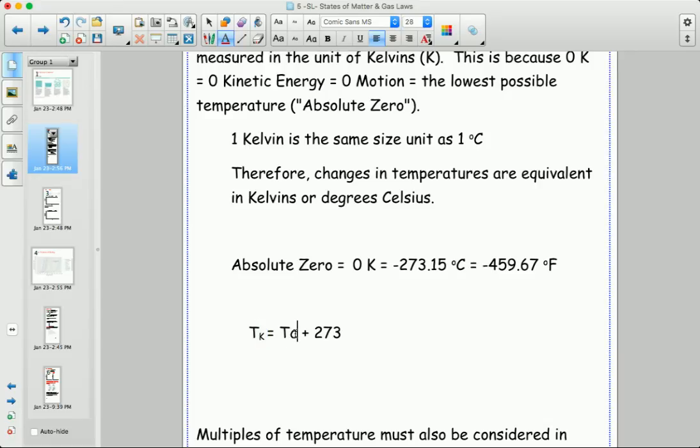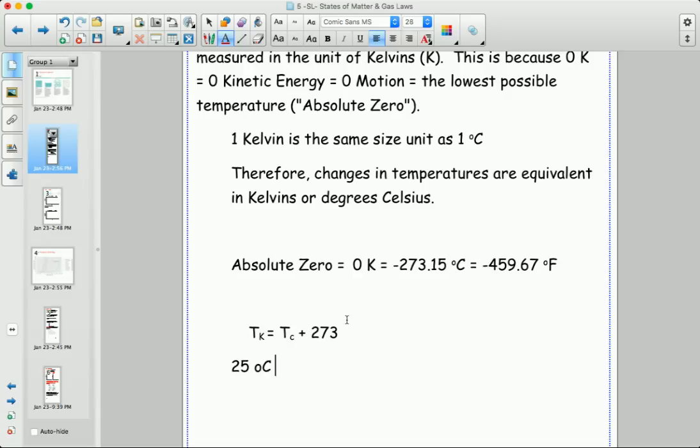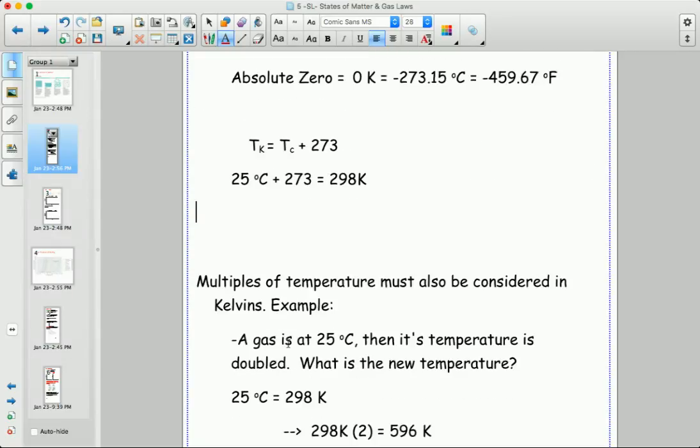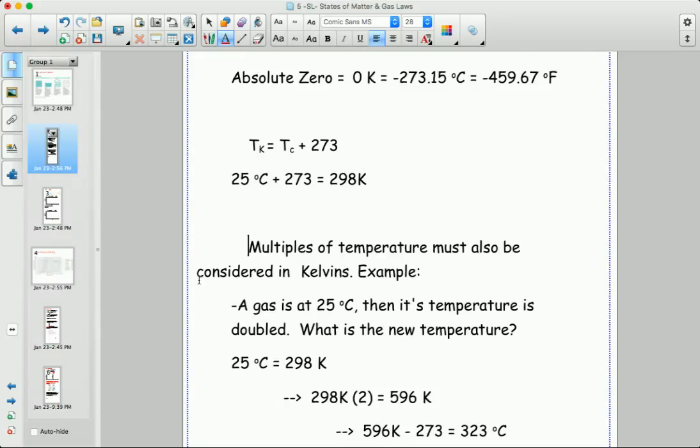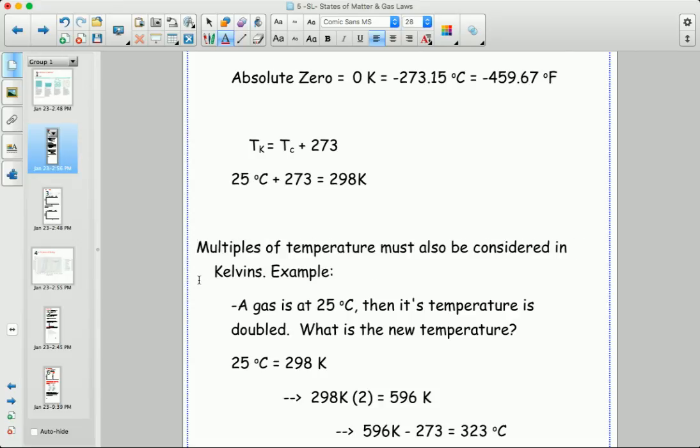Subscript those. So if you have a temperature of 25 degrees Celsius, plus 273, that temperature is 298 Kelvin. And those are the same value. So 298 Kelvin is the same as 25 degrees Celsius. Whenever you talk about multiples of temperature, so if you talk about a temperature doubling, you have to always do that in Kelvin. It's because of that absolute nature, that there are no negatives in Kelvin.